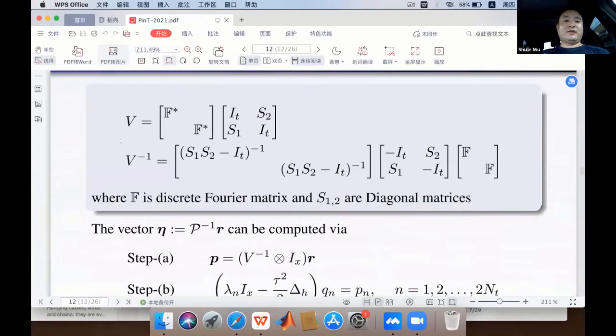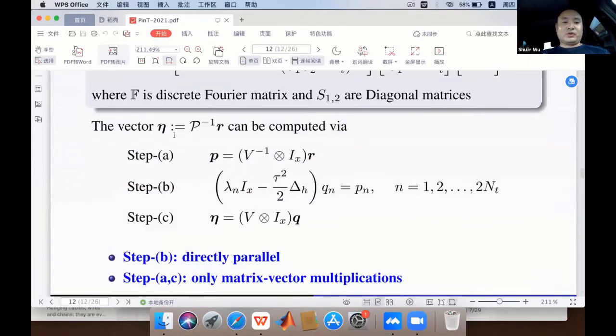So this is the formula of the eigenvector matrix. S1 and S2 are diagonal matrices, and F is the Fourier matrix. So we can solve this linear system in three steps.